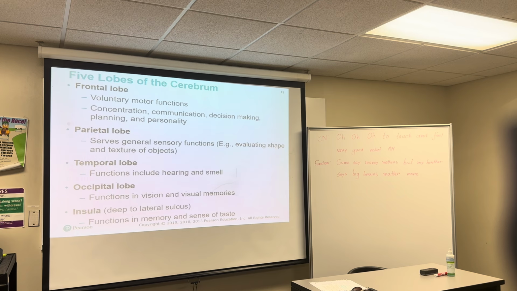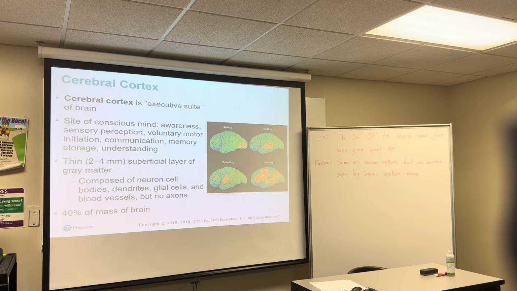Okay, so we already talked about it. Frontal lobe: voluntary motor function, concentration, communication, decision making, planning, and personality. Parietal lobe: all the general sensory, like for example, evaluating shape and the texture of an object. What about the temporal lobe? Hearing and the smell. Occipital lobe: vision and the visual memories. Insula: memory and the sense of taste.